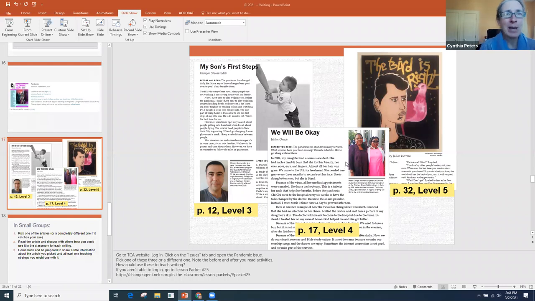Go to the back issues tab, find the pandemic issue. You can either download the whole PDF, or you can just go to the table of contents and read the articles one by one. But what I was thinking you could do is just choose one article and read it. And then let's come back and talk a little bit about how you could use it to teach writing.